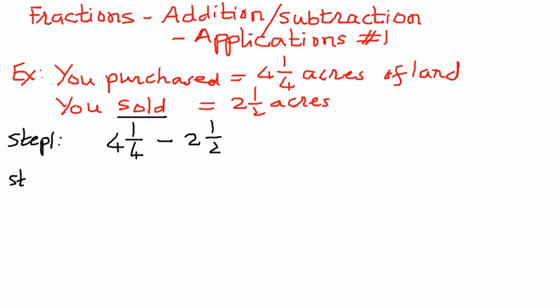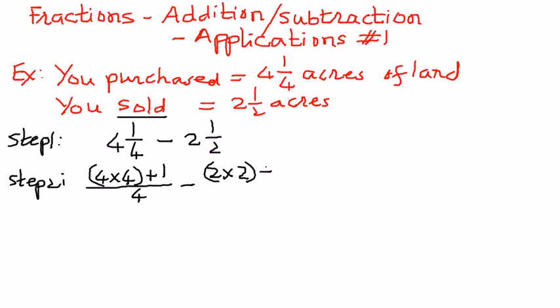Step number two, we're going to simplify these mixed numbers. The way we're going to do it is as follows. We're going to take the denominator of the fraction, 4, multiply it by the number on the side, and then add the number in the numerator part, and then divide that whole expression by the denominator value, which is 4, minus. For the second mixed number, we have 2 in the denominator. We're going to multiply it by the number on the side, take the product of that, and then add the numerator, and then divide that whole expression by 2.